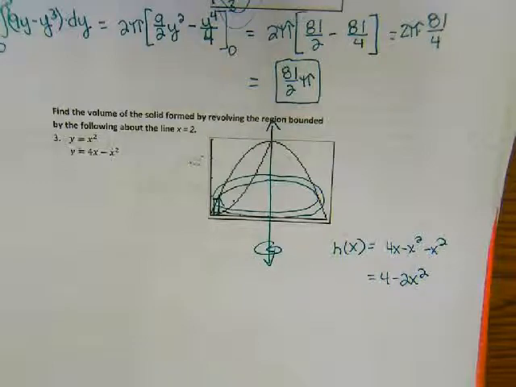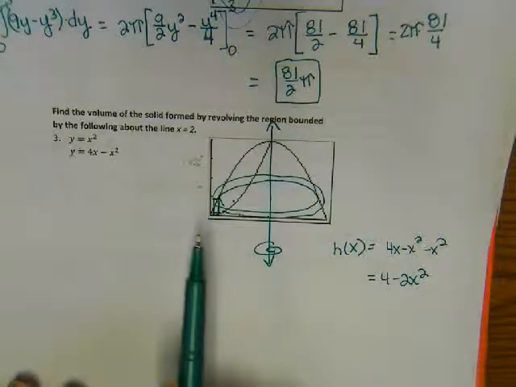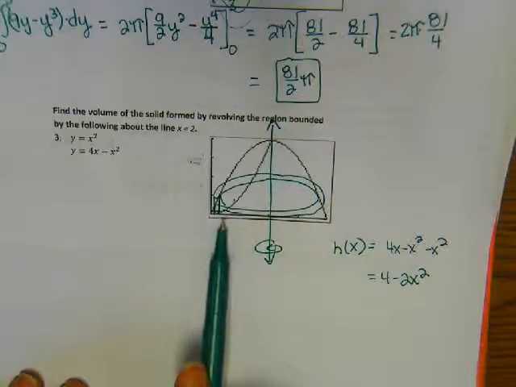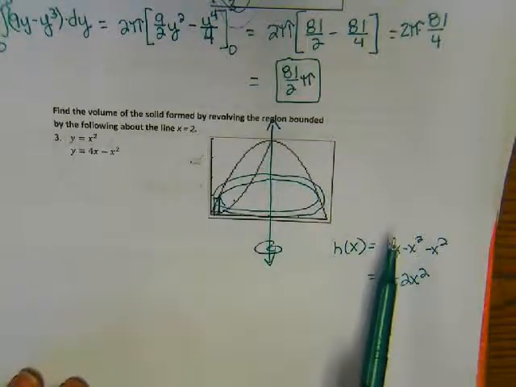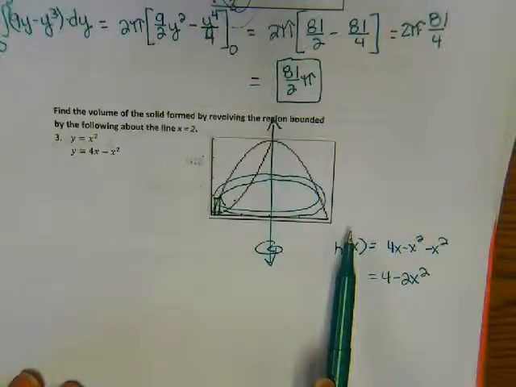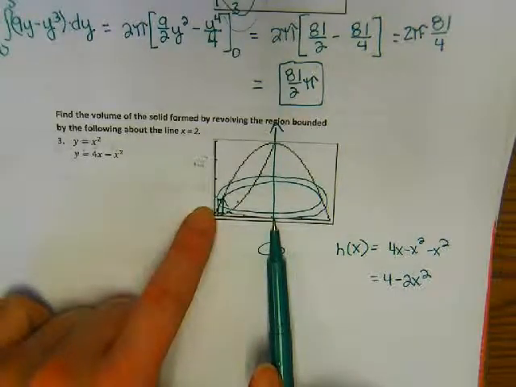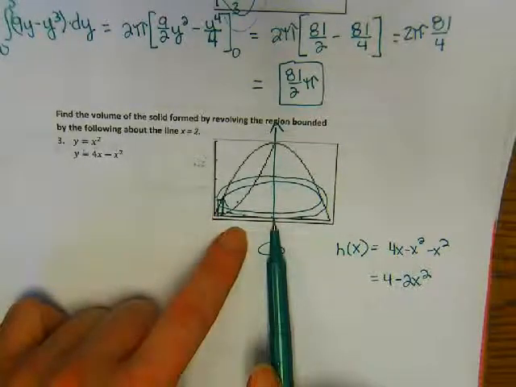Now, if we were rotating from the x-axis, the radius would be x as I was going along. But let's figure this out. When x is 0, the radius is actually, what is this? 2. And then if it's 0.5, it's 1.5.